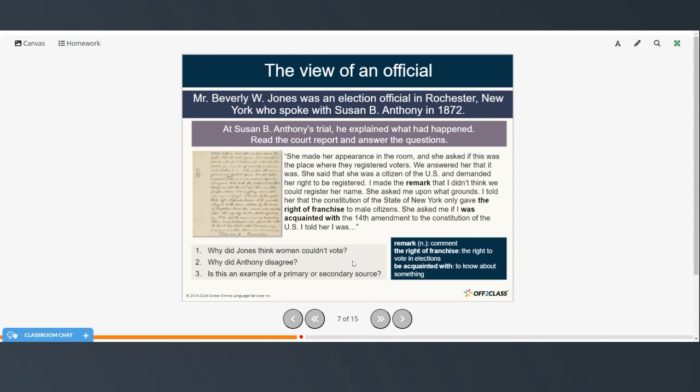So why did Jones think women couldn't vote? Well, he said that the Constitution of the state of New York only gave the right to vote to male citizens. And why did Anthony disagree? Because the 14th Amendment to the Constitution gives the right to vote to all citizens. And is this an example of a primary or secondary source? So what do you think?